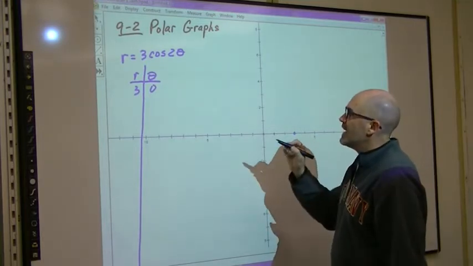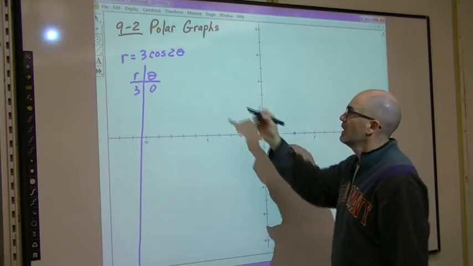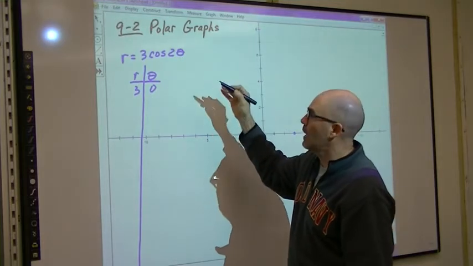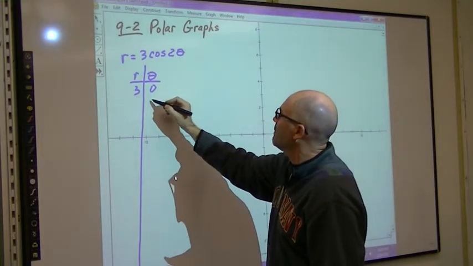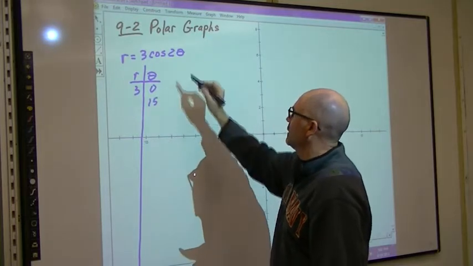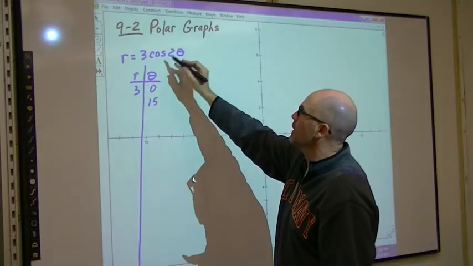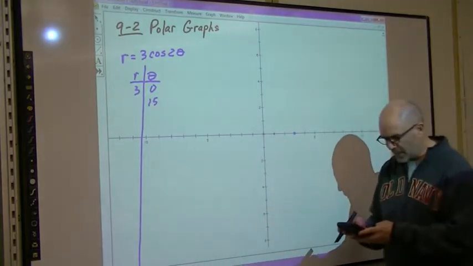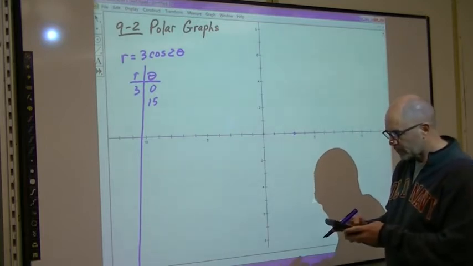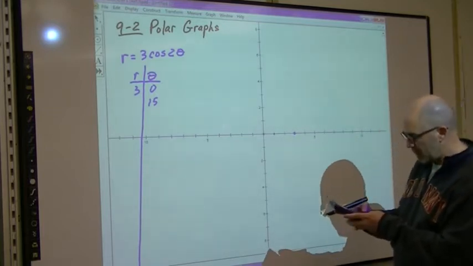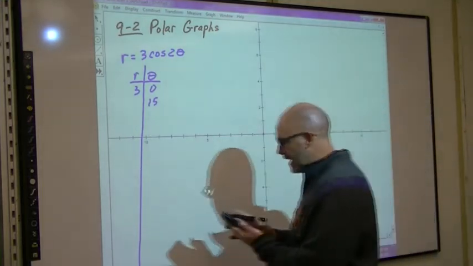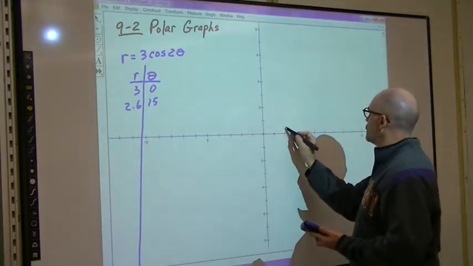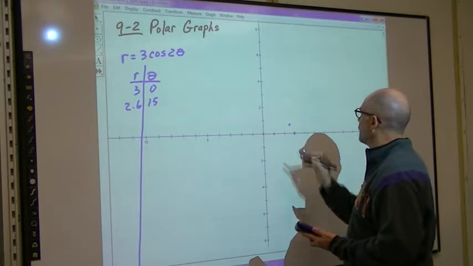Now, if I take theta of 30 degrees, I'm going 2 times 30 degrees, which makes it 60. I'm skipping a couple of points. So let's make theta 15 degrees, and now I've got 2 times 15 is 30. Cosine of 30 is square root of 3 over 2. So now it's time for our trusty calculator. Square root of 3 over 2 is about 0.866, and I multiply that by 3, and I get 2.598. So 2.6 at 15 degrees. So 1, 2.6, bam, right there.